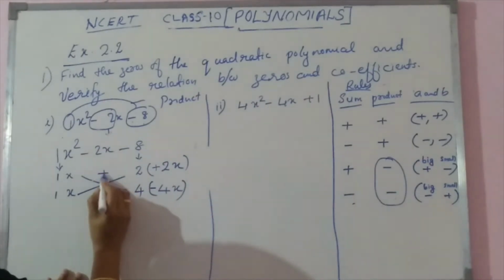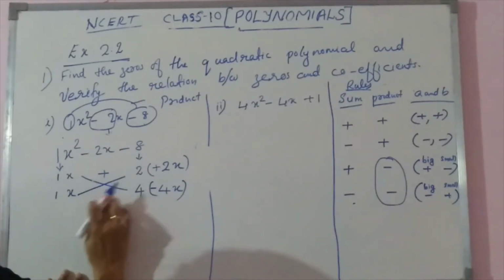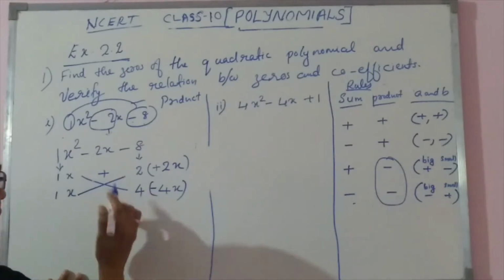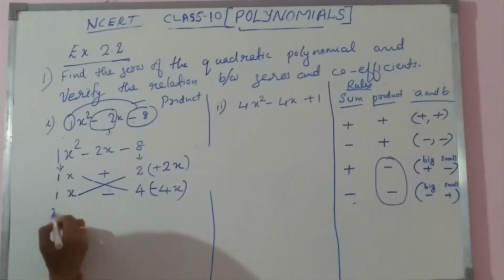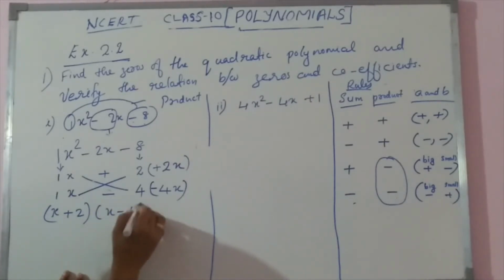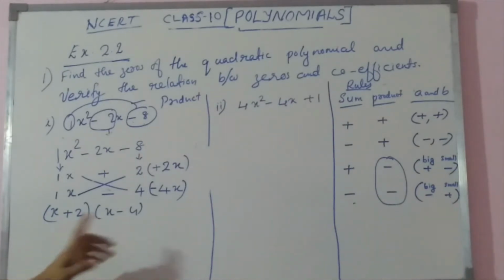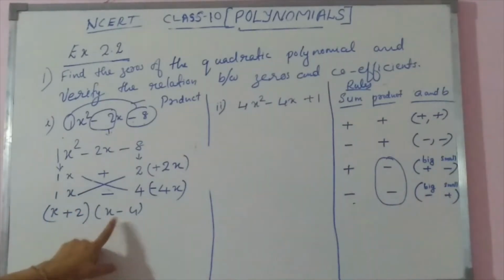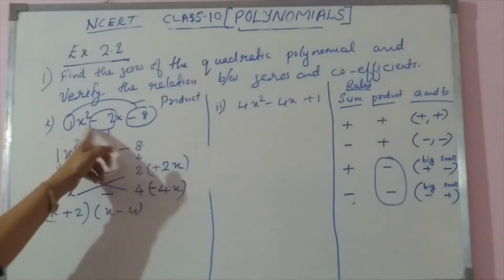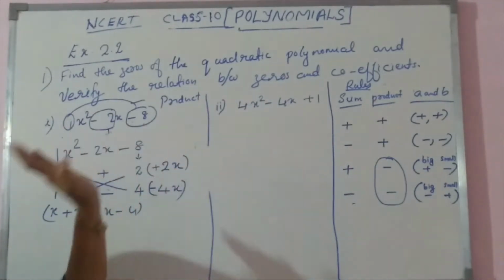The same sign you have to give here and here. So you are getting the answer x plus 2 and x minus 4. While expanding that, you can see you are getting the correct answer: x square minus 4x plus 2x, that is minus 2x, minus 4 and plus 2, that is minus x.